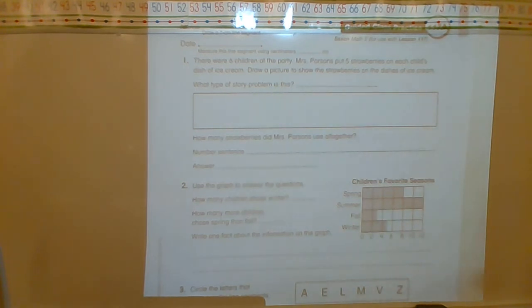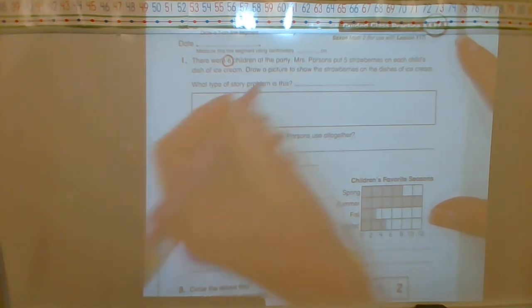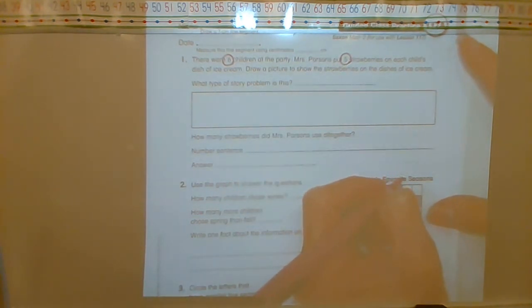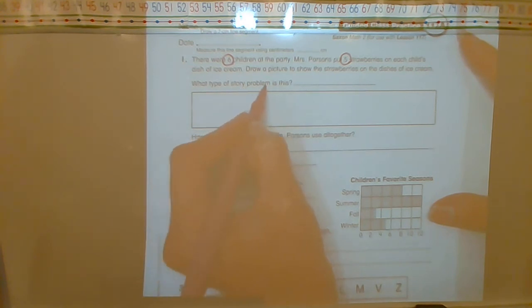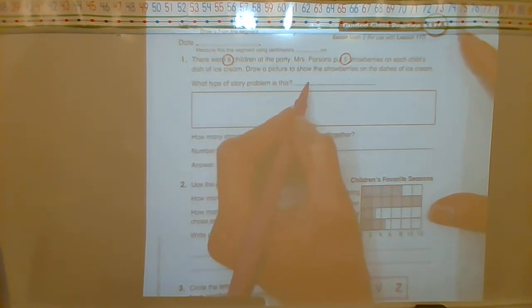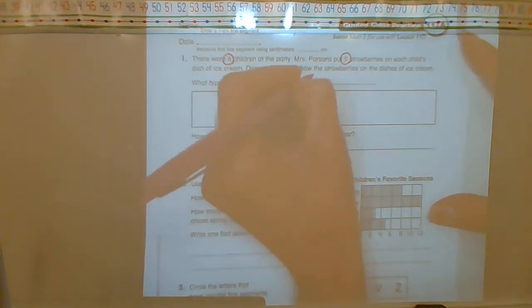So, how many kids were at the party? 6. How many strawberries did she put on each child's dish of ice cream? 5. Here's the first question. What type of story problem is this? Is this a some more, a some went away, or an equal group story? Yes, what we were just talking about.